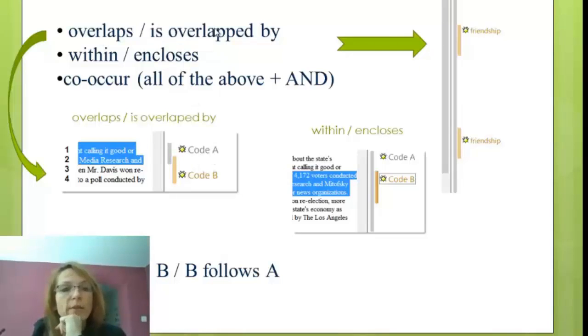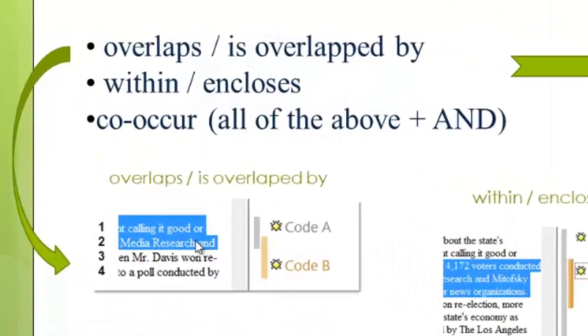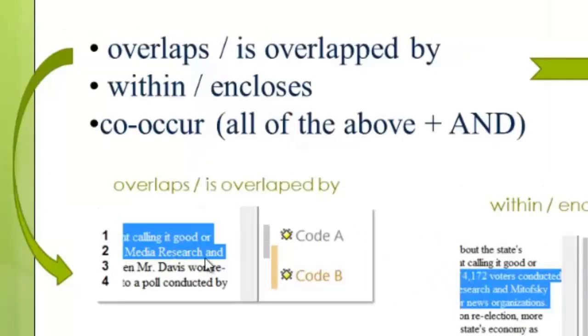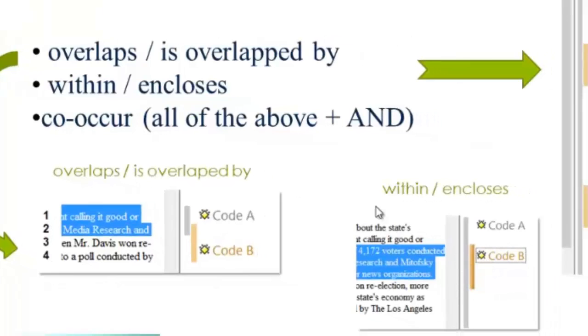The reason why we have overlaps and is overlapped by has to do with the fact that ATLAS can only retrieve quotations, as I mentioned in the beginning. It cannot retrieve what is indicated here as line 2. This is not a quotation, so it's not an object for ATLAS. So you can either retrieve the quotation coded with A, or the quotation coded with B. If you want to get everything coded with B, you have to start entering code B first. Then you enter B and then A, and you want overlaps. If you want the B in that situation, we need to use within.